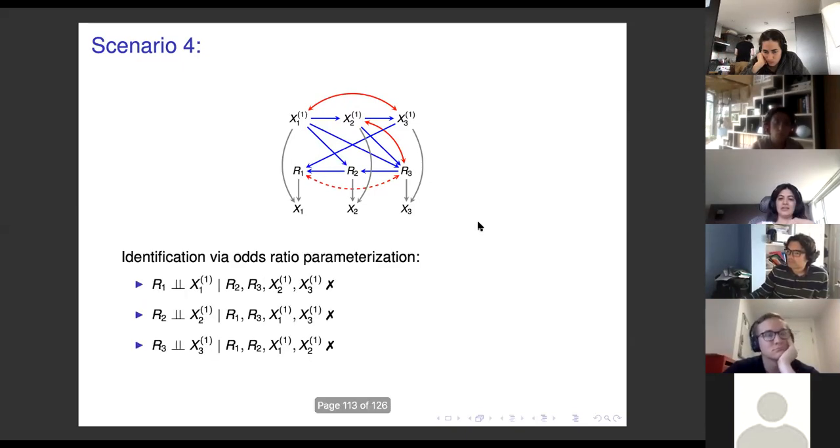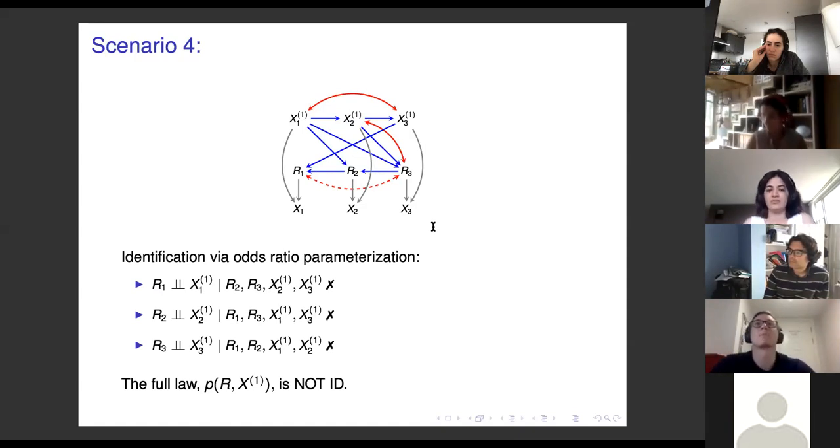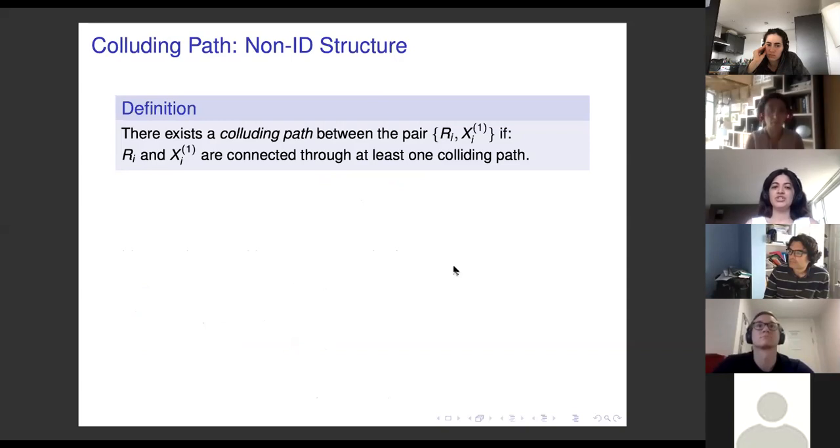Suddenly all these assumptions are going to fail because they're going to open up some colliding paths, right? But we knew that the full law is not identified in this graph by other means. So what does it mean? Here, the interesting thing is that there are no self-censoring edges and there are no occluders either. All right, but what is this mysterious new graphical characterization that is going to prevent us from identifying the full law here? We introduced this new structure called the colluding path.